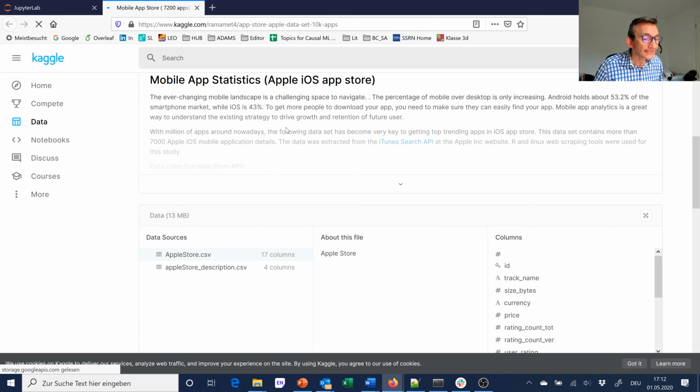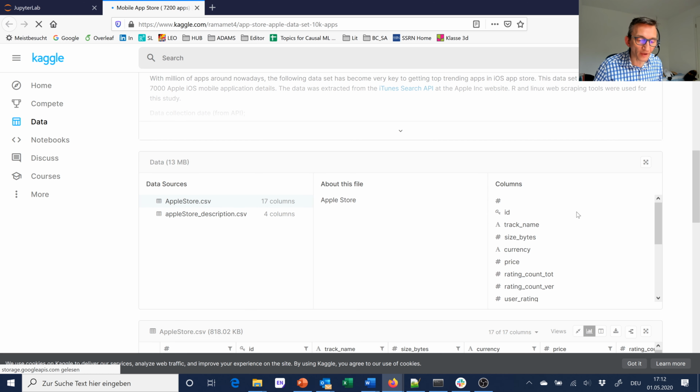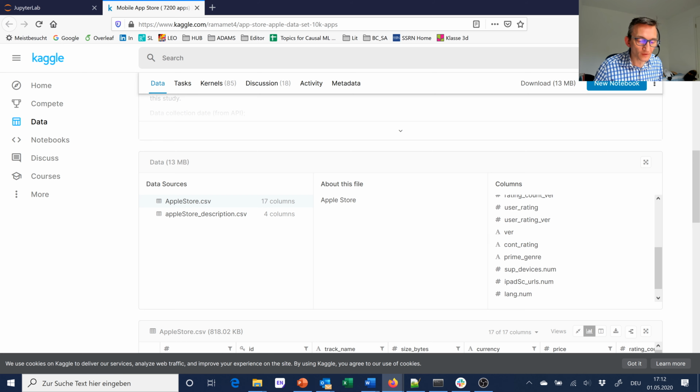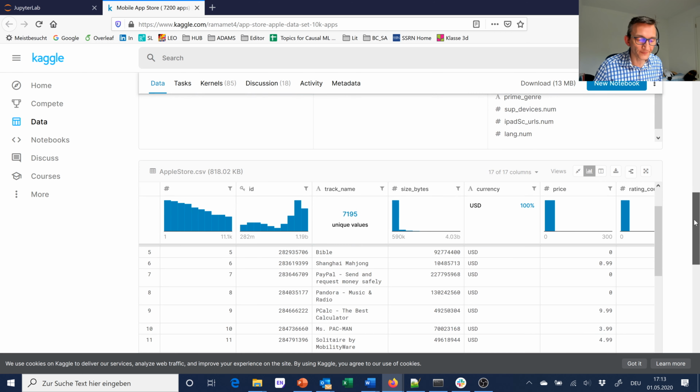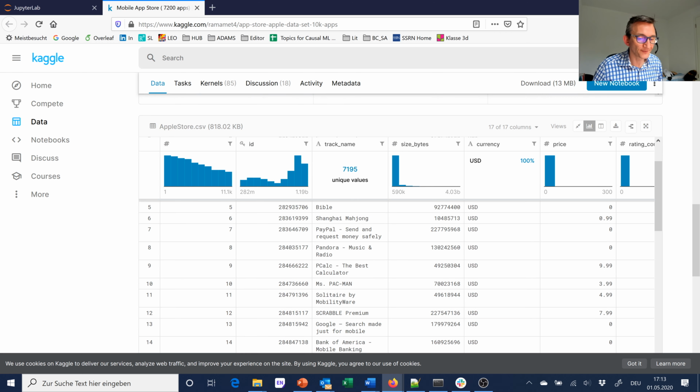Here is the data set from the Apple Store. We have a bunch of columns, 17 in total. One of these we will use as our target variable. And here you see that Kaggle will also, on the homepage of the dataset, provide you with some basic EDA stuff so that you can get an idea about it.